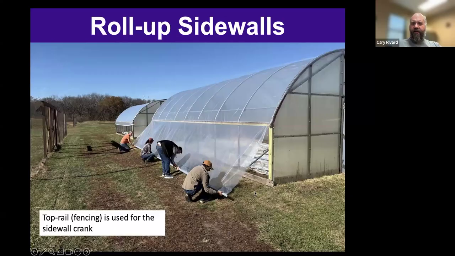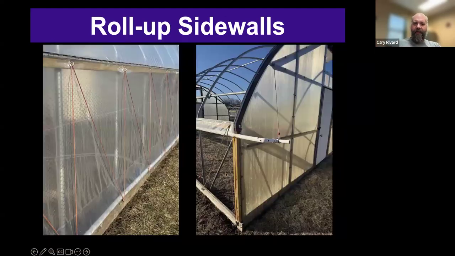Roll-up sidewalls are going to be your least expensive, sort of, and this is probably the easiest thing to do if you're building onto a used high tunnel. You just basically have a piece of top rail or a long pole here, roll that plastic up on it, and then we'll put a little crank on one end, and we use a rope basically to hold that crank up once we get it rolled all the way up.